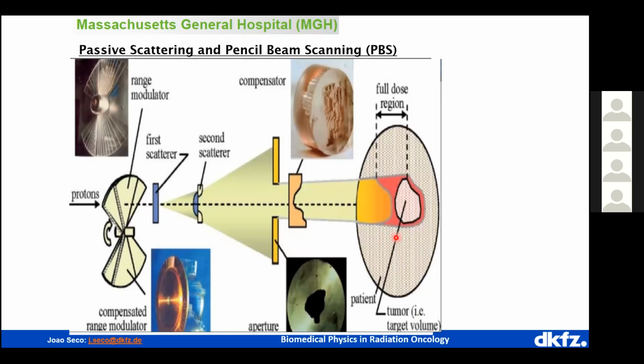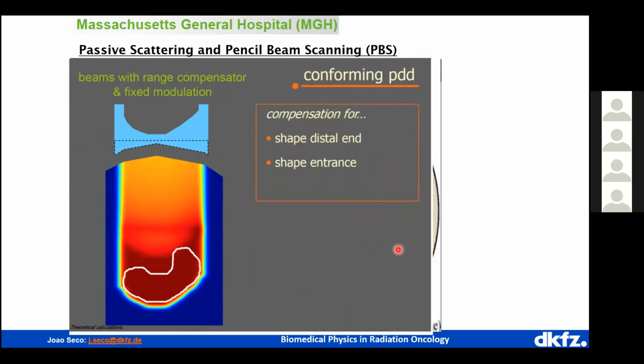You usually have these horns in passive scattering. The passive scattering system was the first one that was developed, and it's been around for over 30 years. Pencil beam scattering is an alternative. So here is my passive scattering. I shape the distal part.